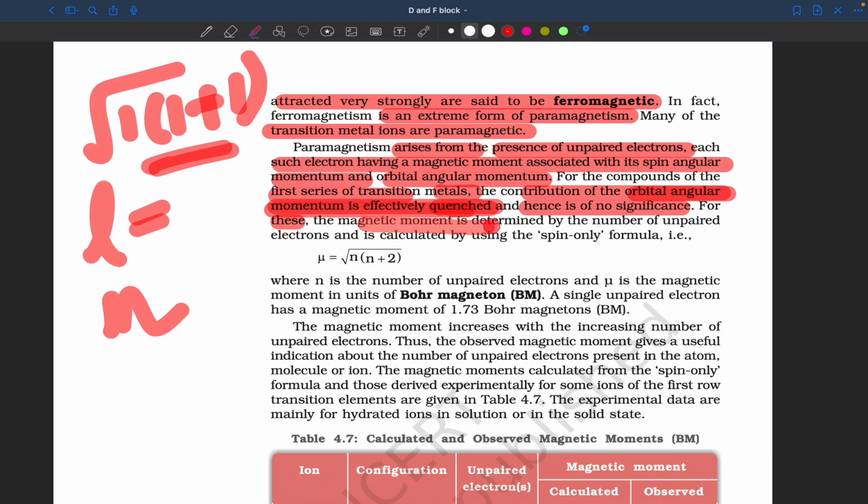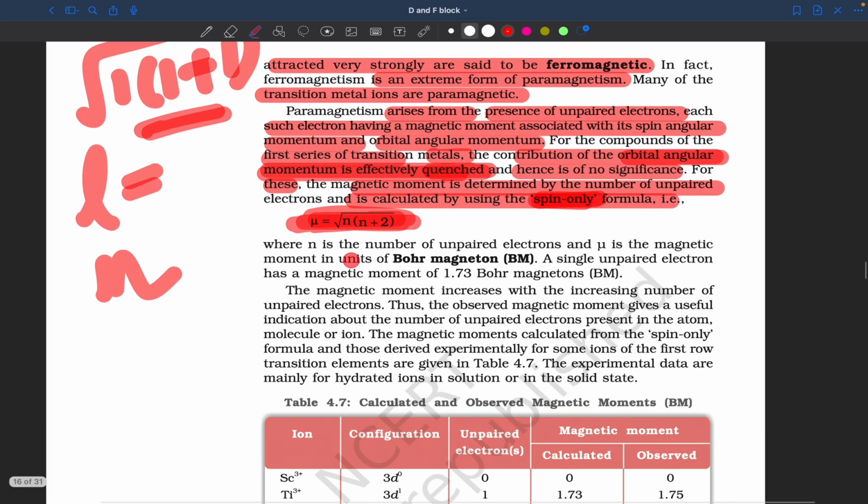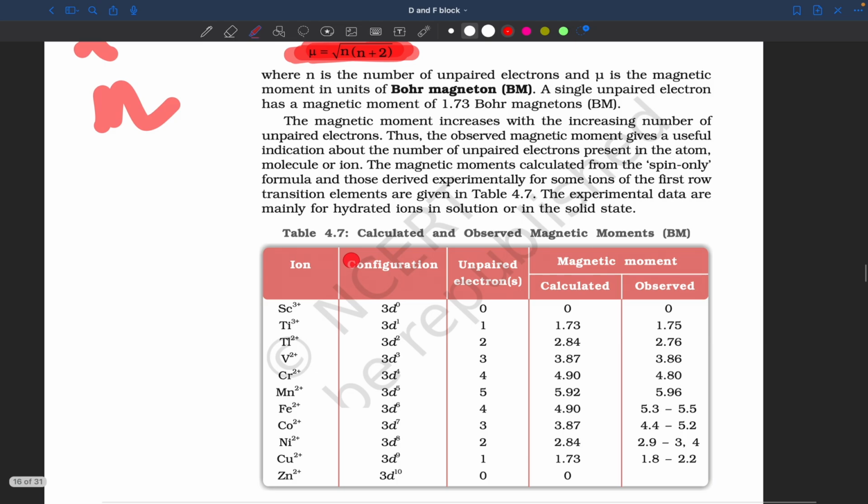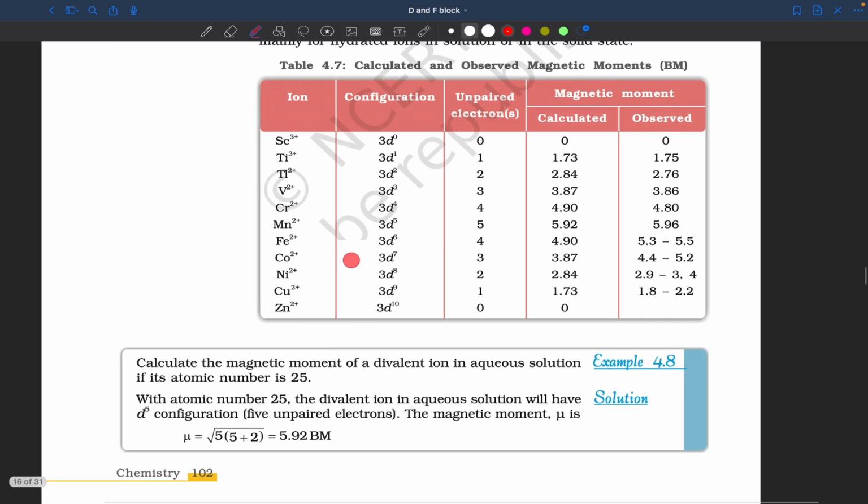For this, magnetic moment is determined by the number of unpaired electrons, calculated by using the formula called the spin only formula, that is mu equals under root n into n plus 2 Bohr magnetons. Right? So here is the question given. Scandium plus 3, D0 configuration, unpaired electrons 0, magnetic moment is 0. Titanium plus 3, D1 configuration, calculated 1.73, observed is 1.75, almost the same.